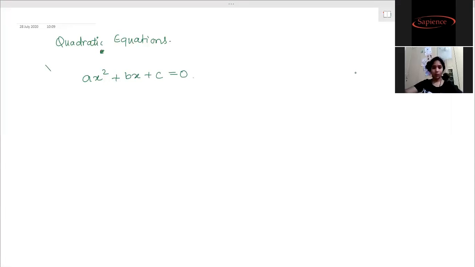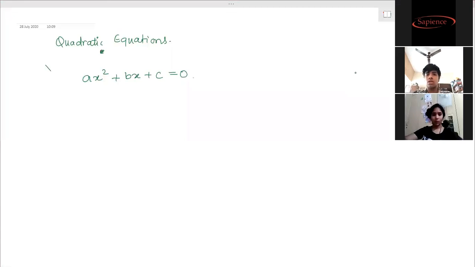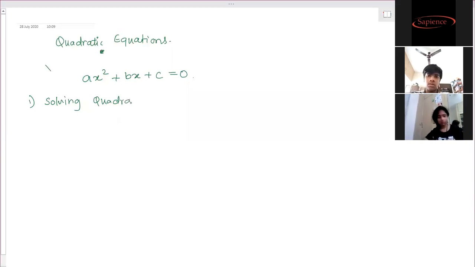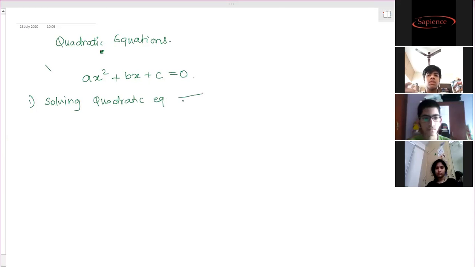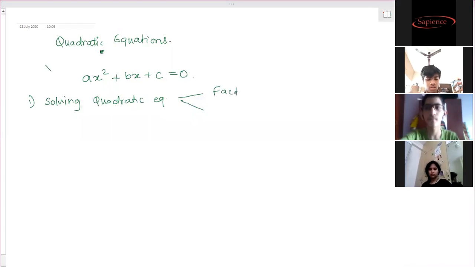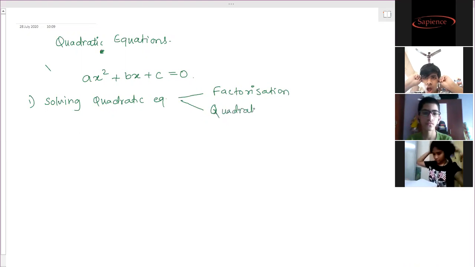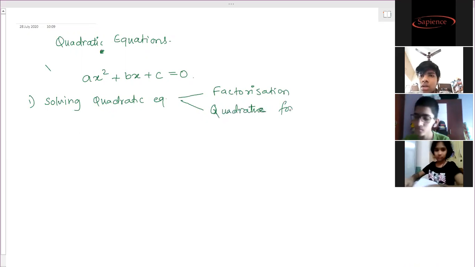So ax square plus bx plus c is equal to 0. Quadratic equation, in this chapter you are learning, first one is solving quadratic equations, that is by two methods. Actually there were three methods, now you have only two methods. One is factorization and the second one is the quadratic formula. By using the quadratic formula you have to solve them.